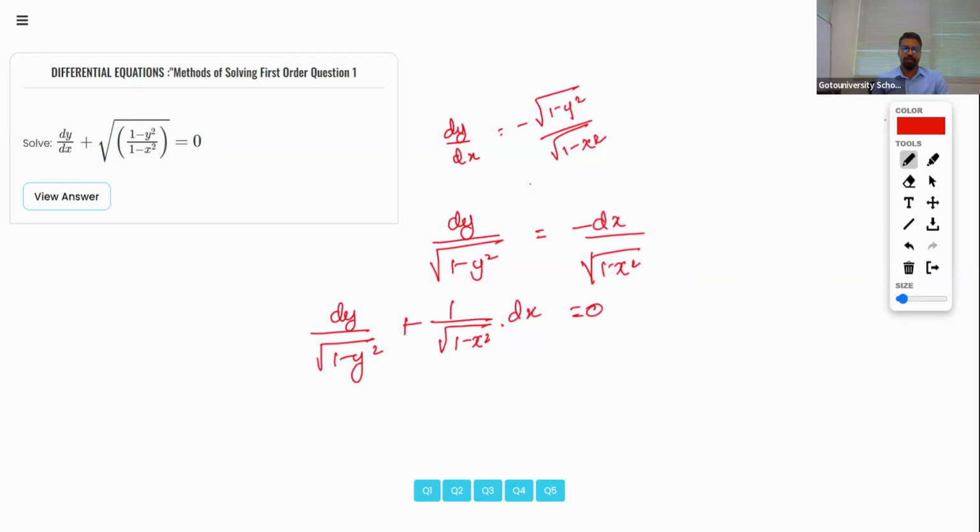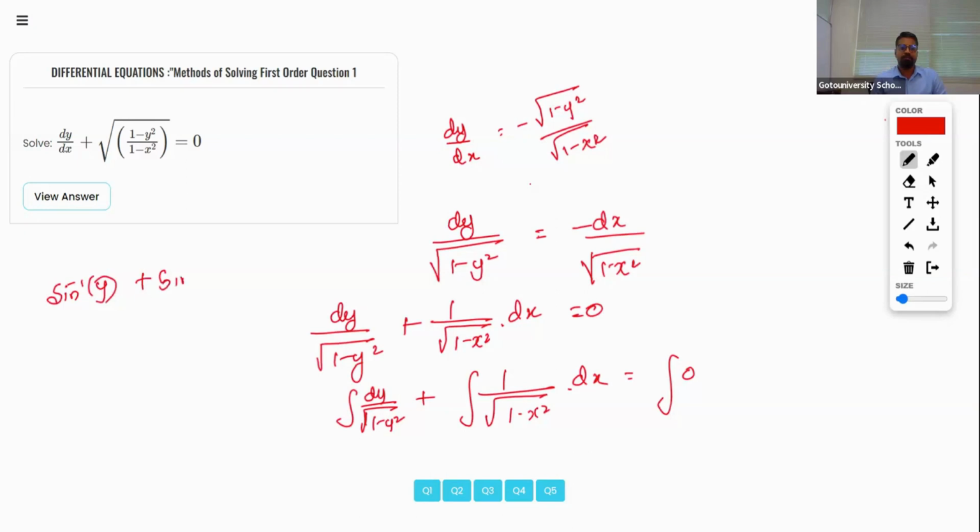Now integrate on both sides. What we get is dy by root of 1 minus y square plus dx by root of 1 minus x square is equal to integral of 0. So what I get is sine inverse of y. Do you remember? Yes. Plus sine inverse of x is equal to some constant. We don't know the particular solution because we don't know what is x and y. So the answer is simply sine inverse of y plus sine inverse of x equal to 0.